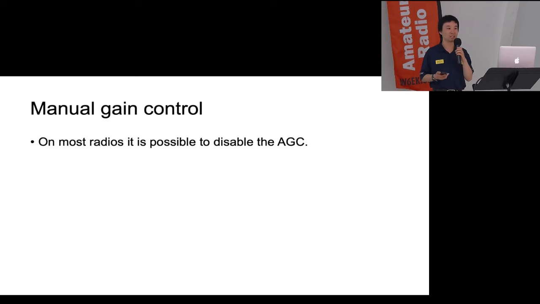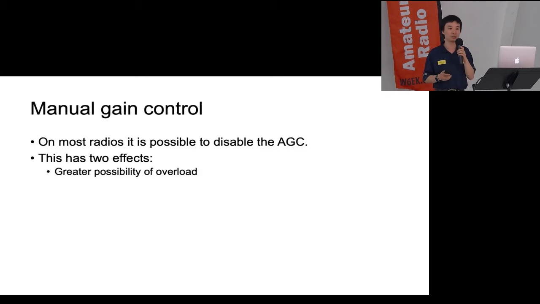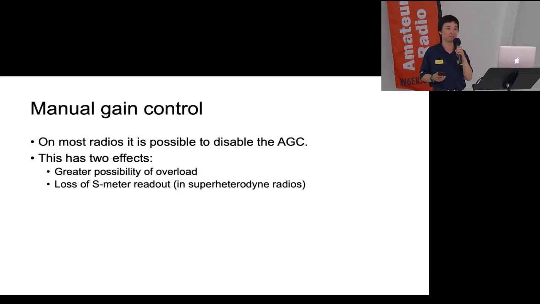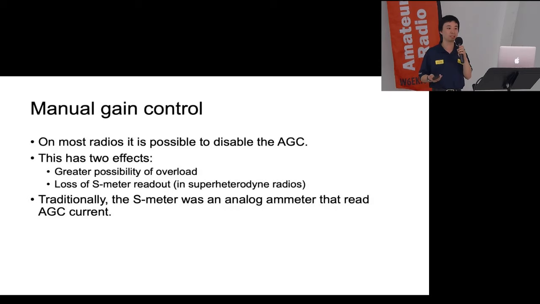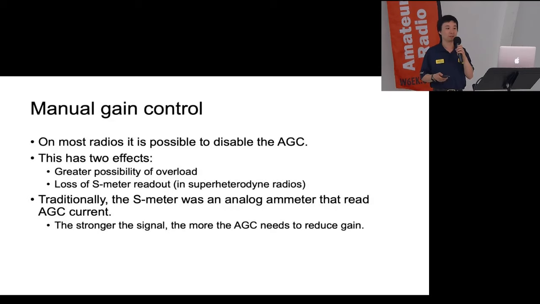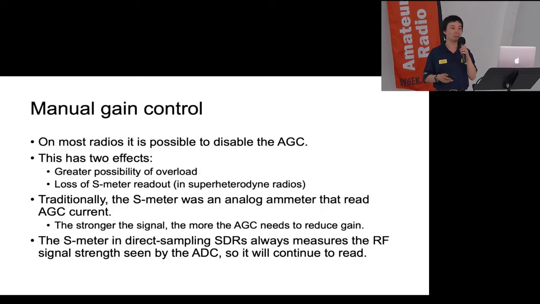Why would you ever want to disable it? Well, on most radios, you can actually disable the automatic gain control. And this has two effects. The first one is you have a greater possibility of overload now. And in superhet radios, you also lose your S-meter readout. The reasoning for this is quite simple. Traditionally the S-meter was just an ammeter that read AGC current. So the stronger the signal, the more the AGC needed to reduce gain, and that meter would deflect toward the right. In a direct sampling SDR, however, the S-meter always reads the RF signal strength seen by the converter, so it will continue to read even with manual gain control.